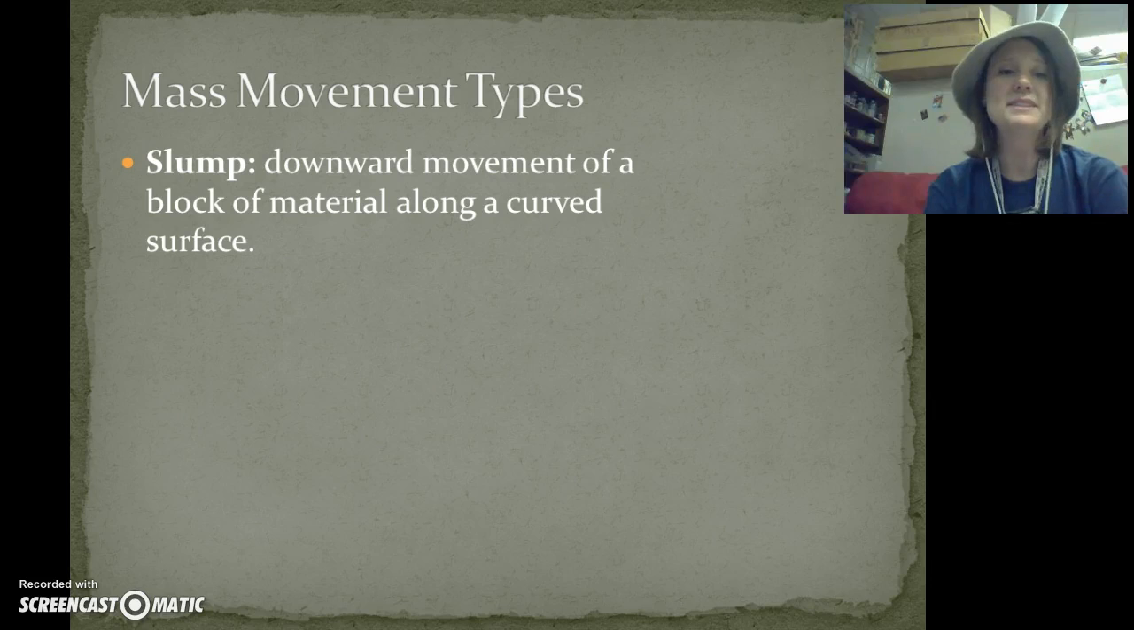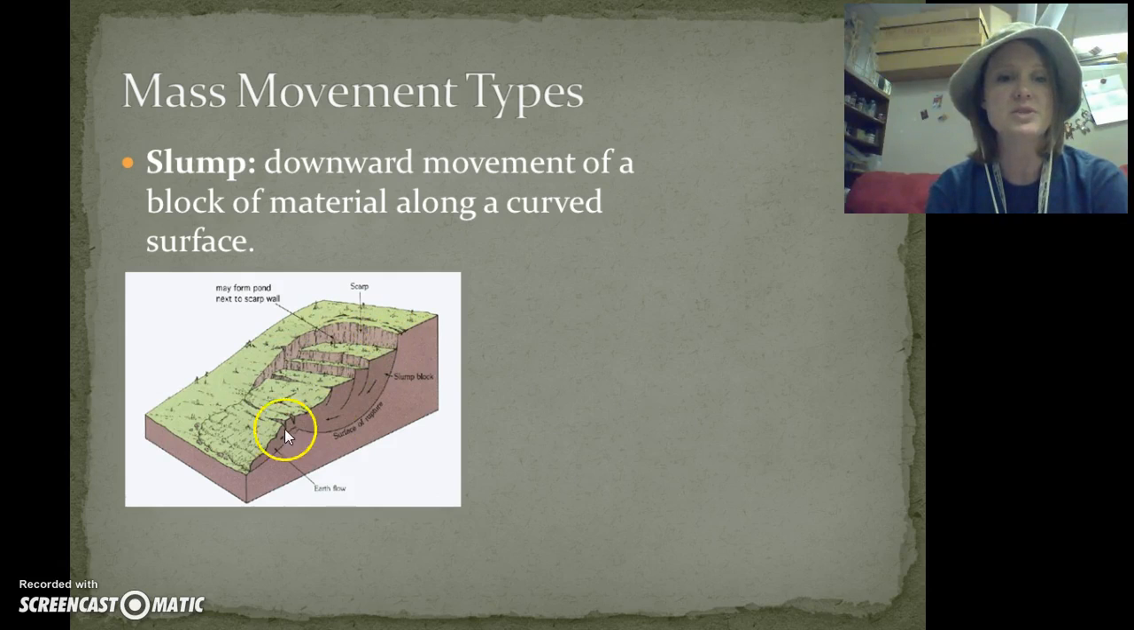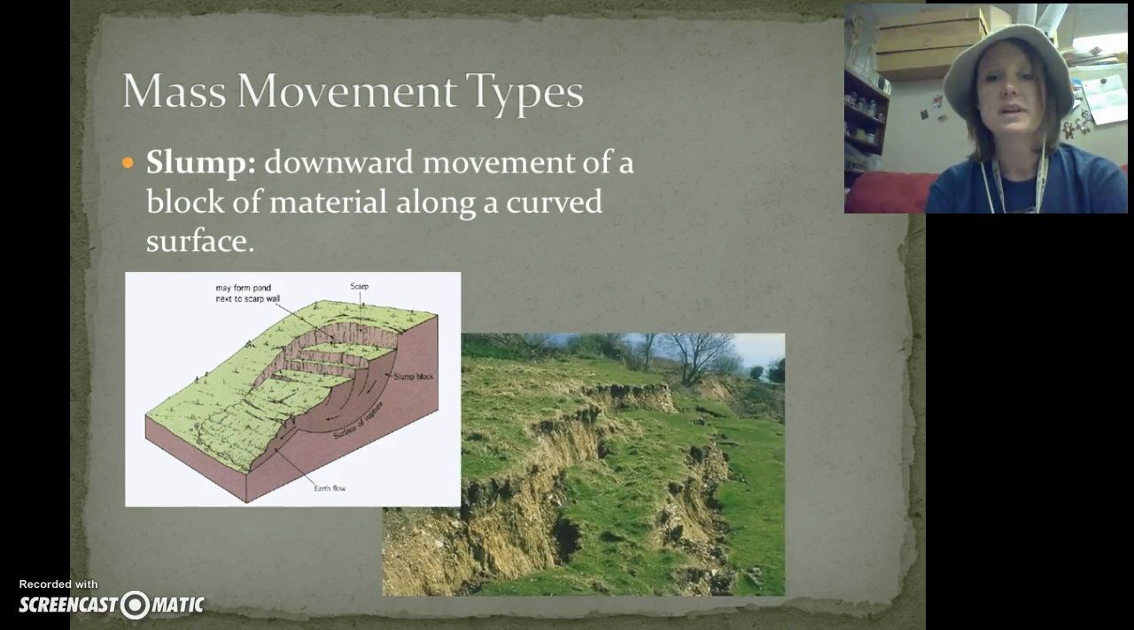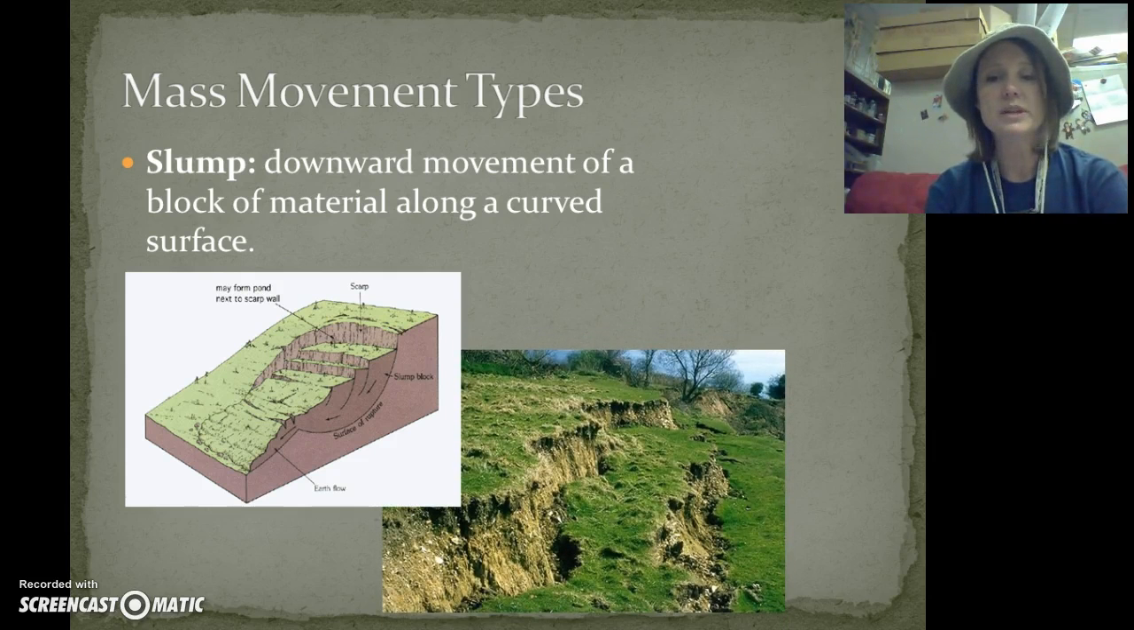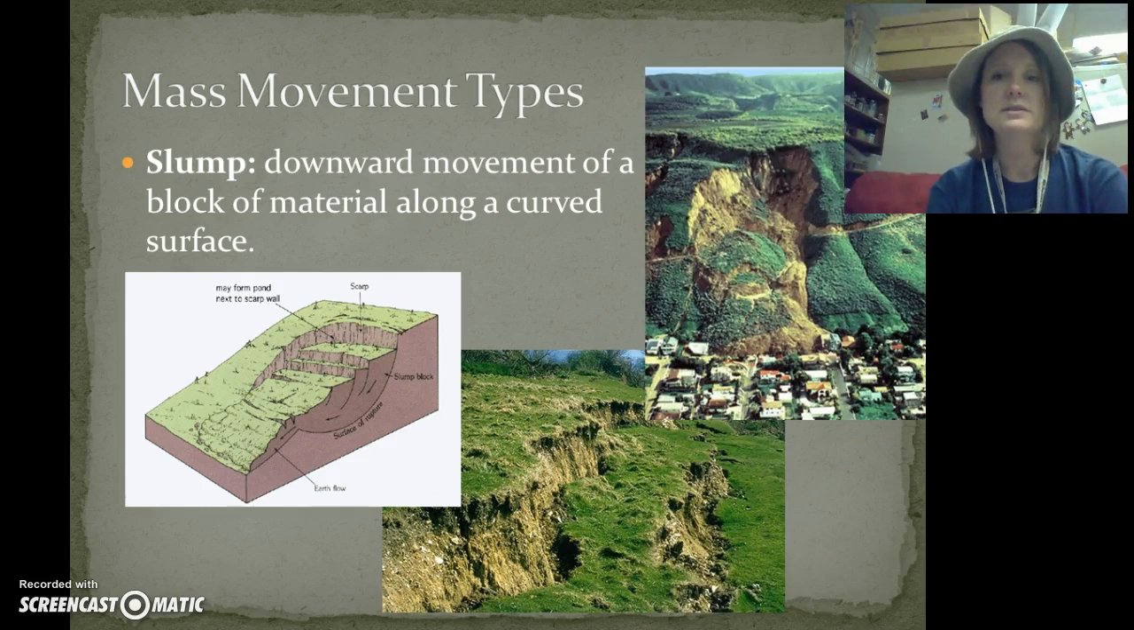A slump is similar, except instead of moving down a flat surface, it has a curved surface. So this is a diagram that kind of shows you what it would look like from the side. It just slumps down. So here's a picture of what that would look like. And another. Here you can really see that curved surface where the soil just slumped downward.